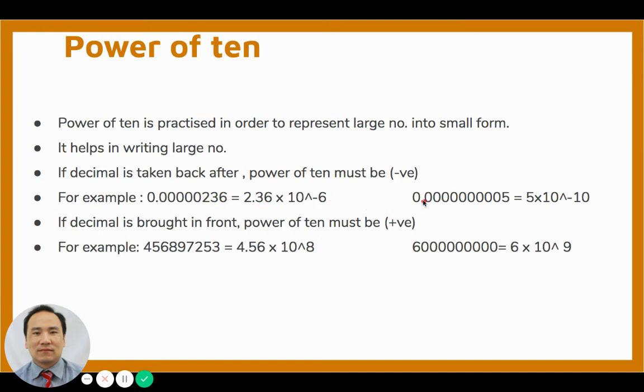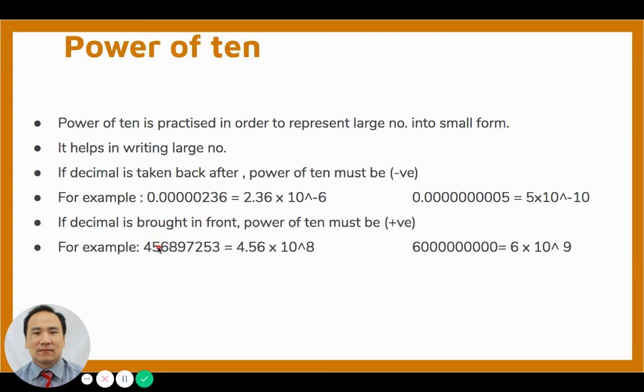Here, now we take the decimal from here to here. The decimal goes after 5, and after 5 there is no number, so we just write 5 into 10 to the power minus. How much back have we taken? Let's count: 1, 2, 3, 4, 5, 6, 7, 8, 9, 10. That's why the power is minus 10.